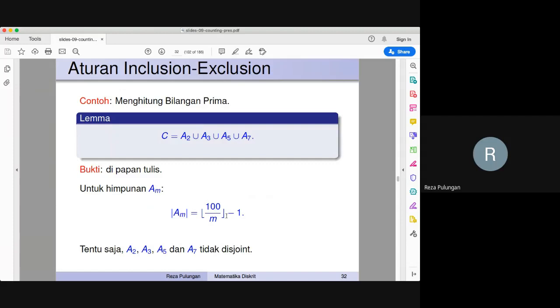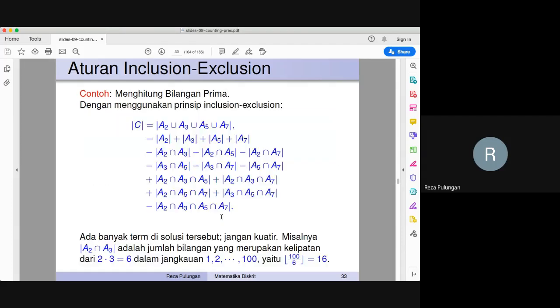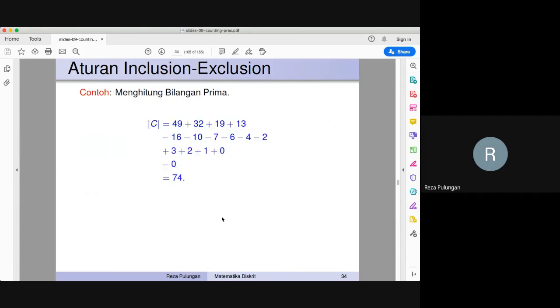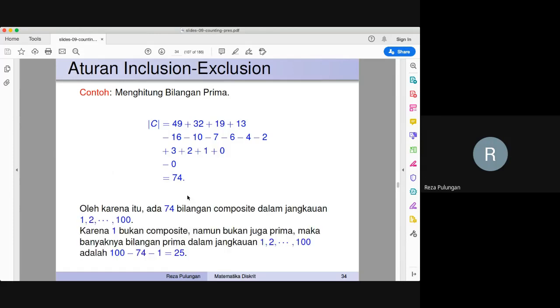This is different from this one. A2, for example, here you exclude 2 itself because 2 is a prime, 3 is a prime, 5 is a prime, 7 is a prime. But the multiple of 6, 6 is not a prime, so you don't exclude it. So it is still there. And you can right now count them: 49 plus 32 plus 19 plus 13 minus this one plus this one minus this one, and the result is 74. 74 composite between 1 and 100, because there are 70 composites and 1 is special.